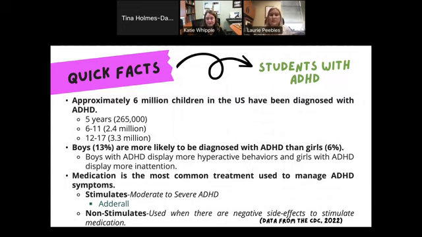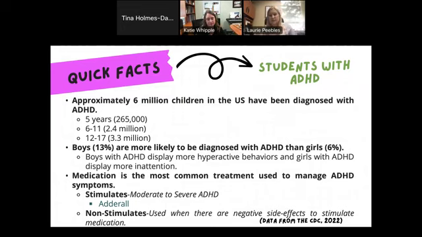As many of you know, most of the common treatments used to manage ADHD are medications. There are stimulant medications and non-stimulant medications. Most often you see the stimulant medication, Adderall. There are some side effects to Adderall. In fact, I've had several students, especially teenagers, who say they hate taking it because they truly feel like their brain's in a fog when they're on it. So there are some struggles with that.